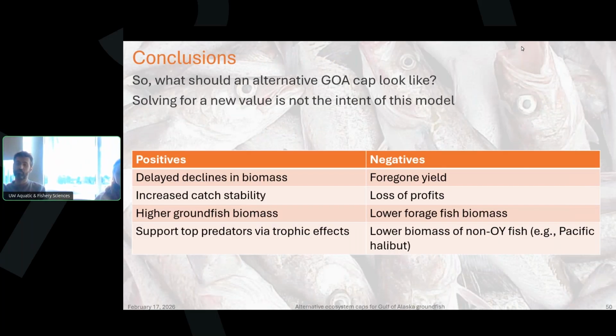I think we can look at the trade-offs that the different caps cause you to operate with. So ask the model, if I apply a cap of X, what happens? And that's kind of what I gather so far. You have some positives and some negatives that you have to put on the scale. So you're forestalling declines and increasing catch stability, more groundfish and so on, supporting predators, but you have a lot of the negatives. And when you put everything on the scale, is there an advantage to using a lower cap or not?